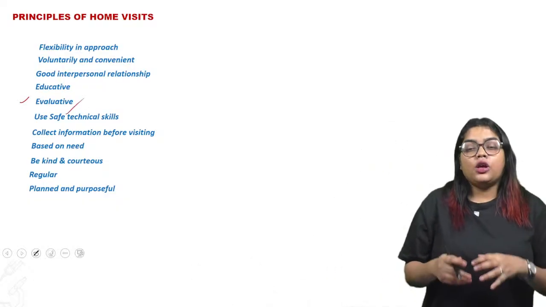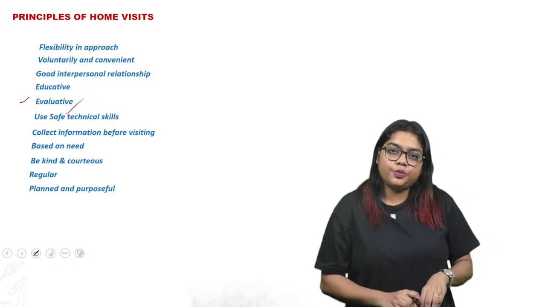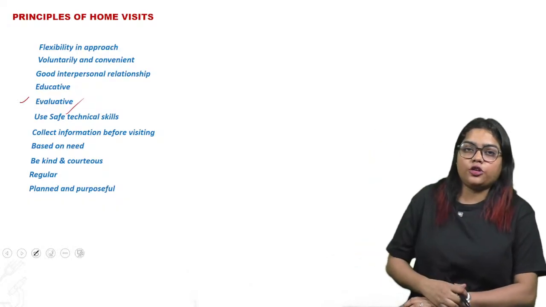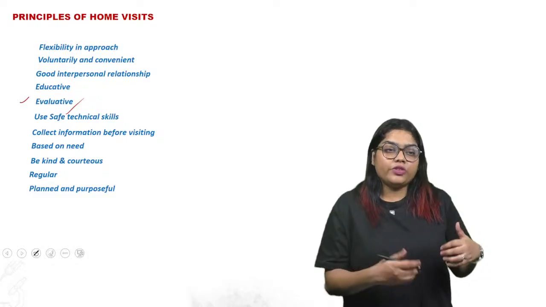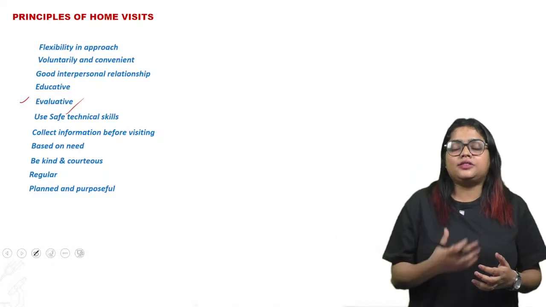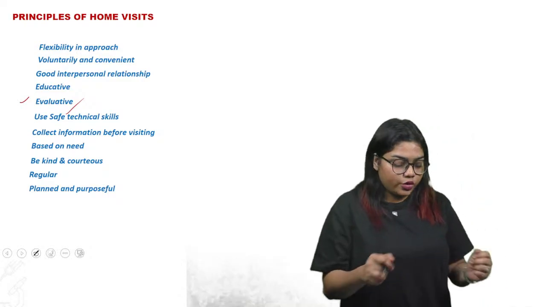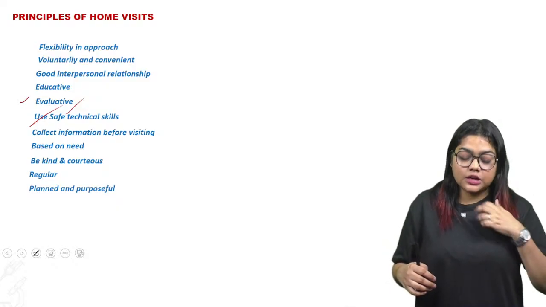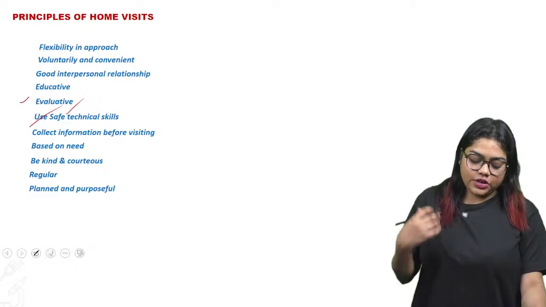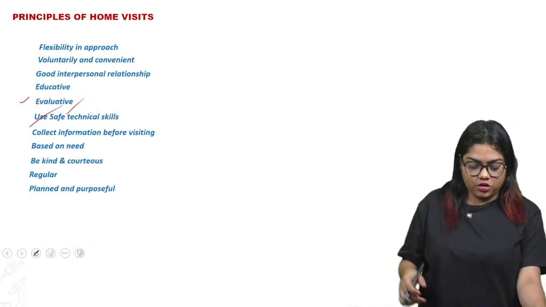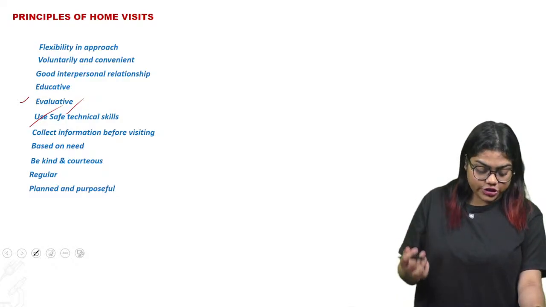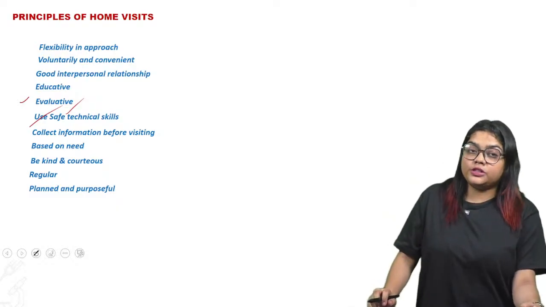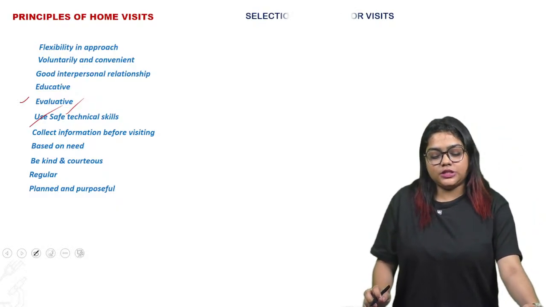Then evaluative: just after taking the records, reports and the information from them, we have to do the evaluation of what their health status is, and whether the health practices or personal lifestyle they are following are good or bad for them. Then use safe technical skill while giving the care. Collect information before visiting, like how many members there are. Based on need, we should give care. We have to be kind and courteous, regular, planned and purposeful based on the care. So these are the principles of home visit.